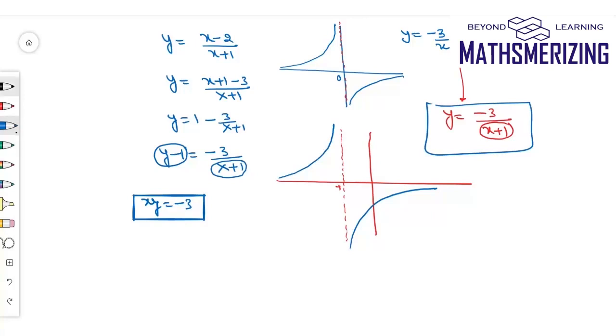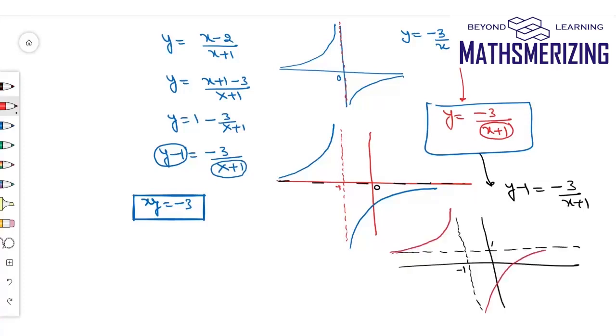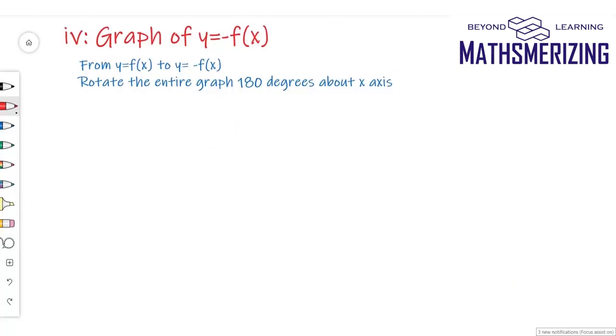Now from this graph, I'll draw the graph of y minus 1 equals minus 3 upon x plus 1. So for this graph, I'll just need to shift the entire graph plus 1 unit along y-axis. So that's the graph of y equals x minus 2 upon x plus 1. Now we'll move on to our fourth transformation.